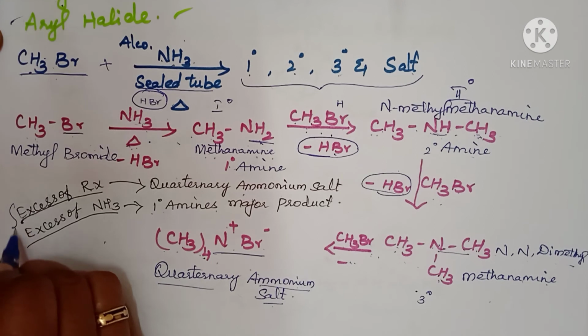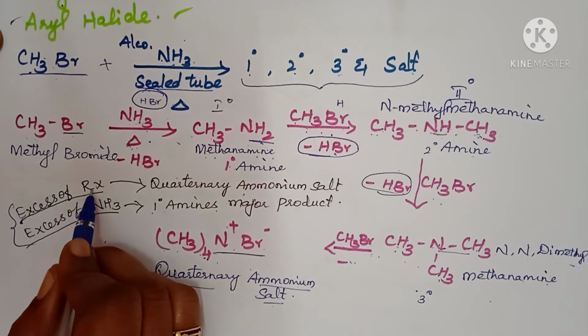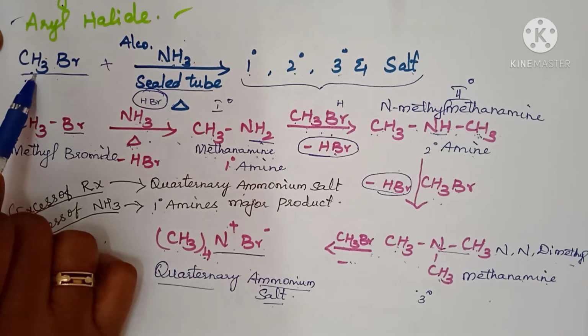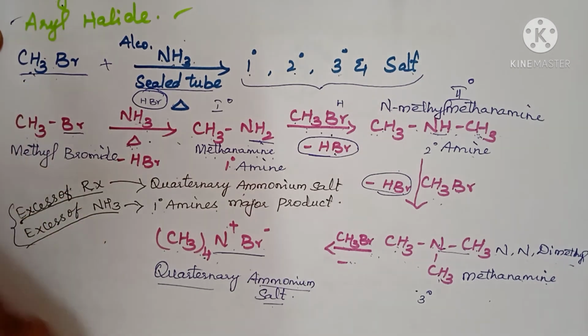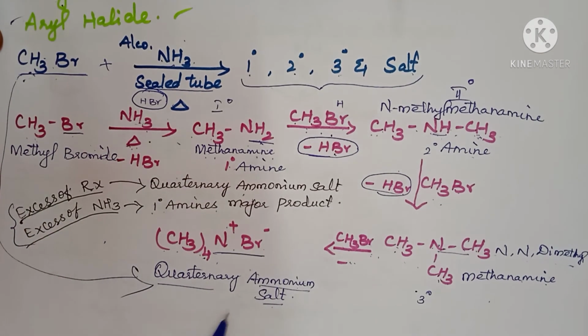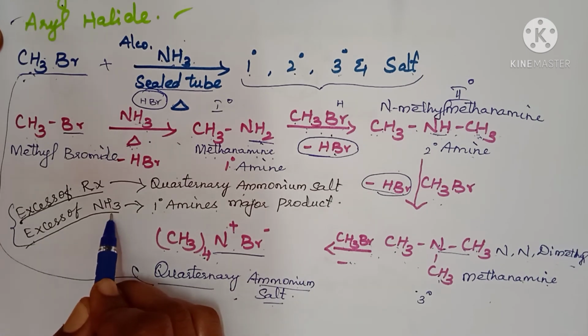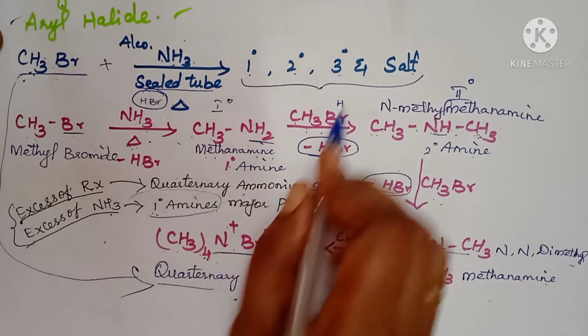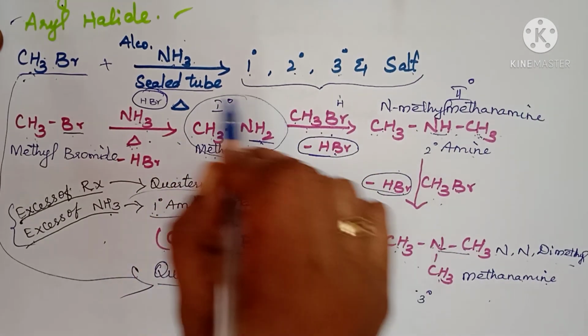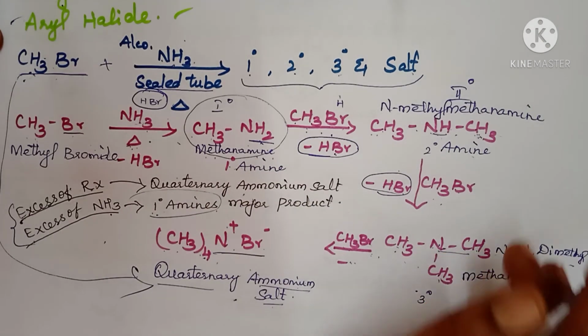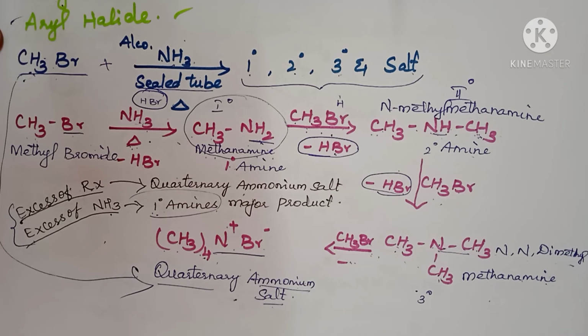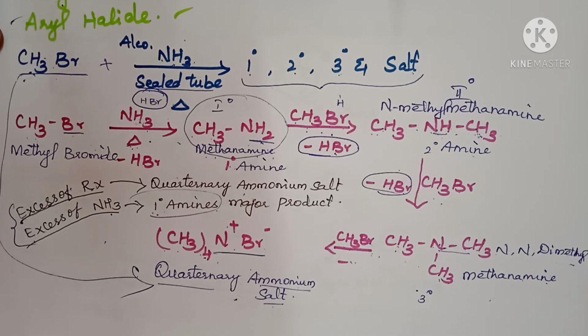Okay, now in this also I'll give one small tip. If excess of alkyl halide is added, the major product we are going to get is the quaternary ammonium salt. If excess of ammonia is added, the primary amine only is the major product. Remember this. What are the reactants? Alkyl halide with ammonia. It is ammonolysis synthesis, that means Hoffmann's ammonolysis synthesis.